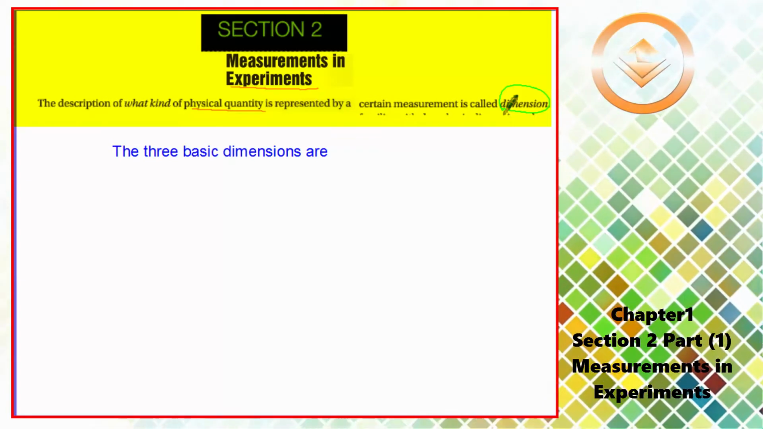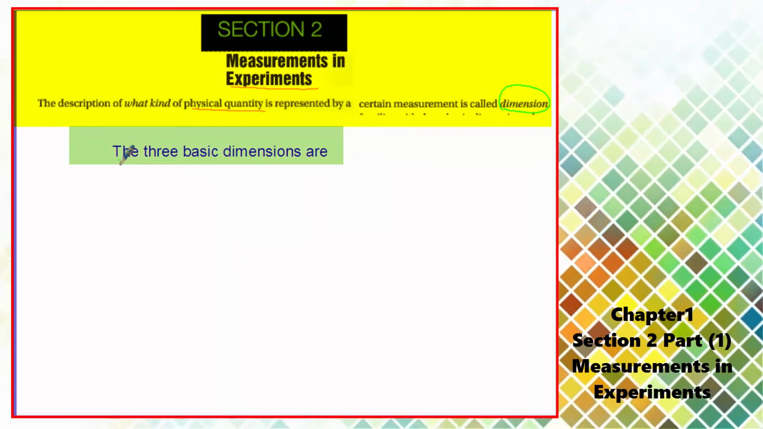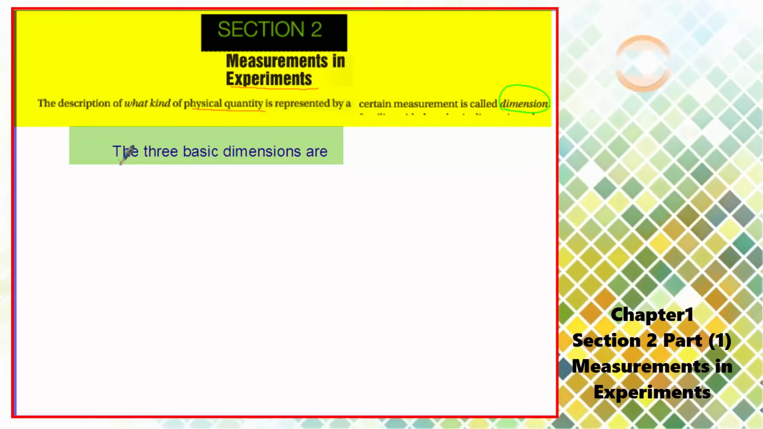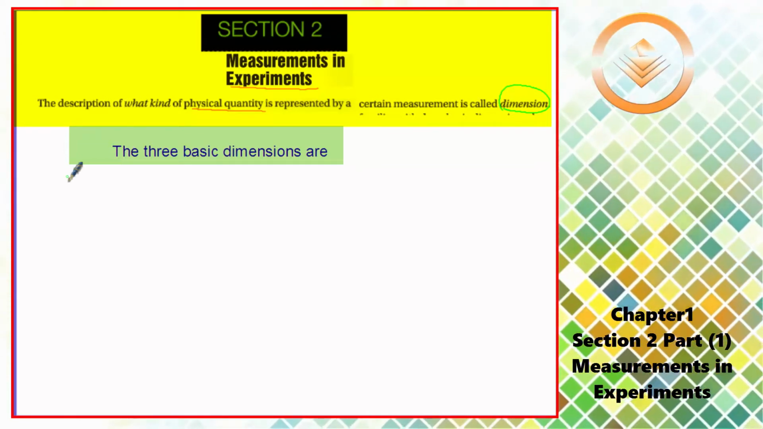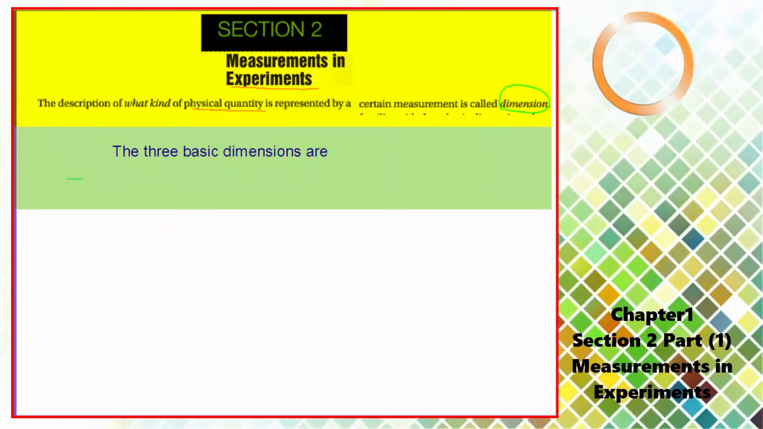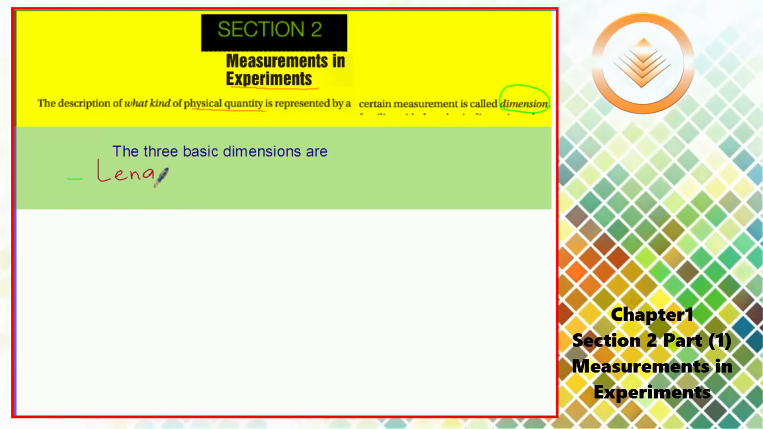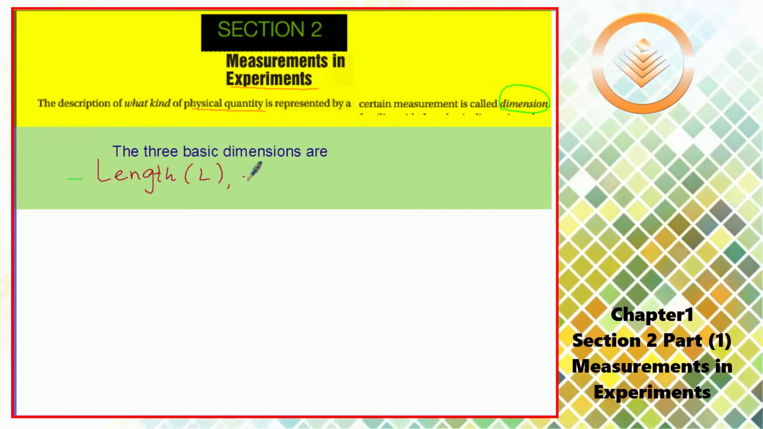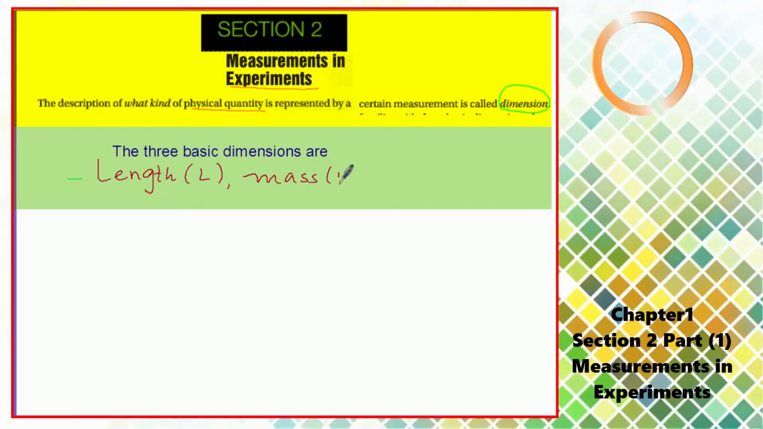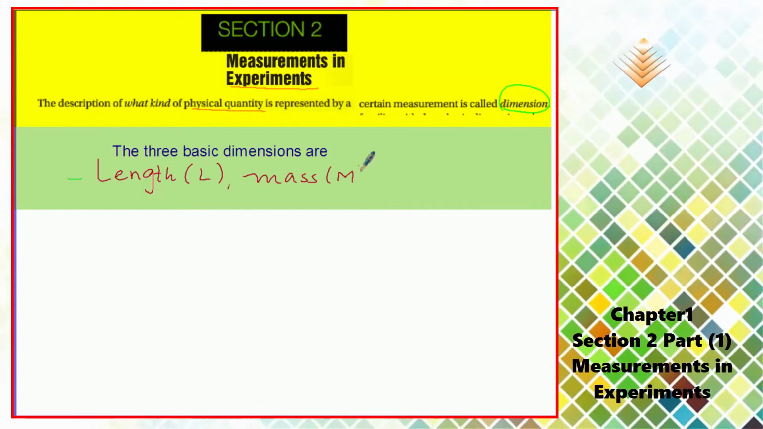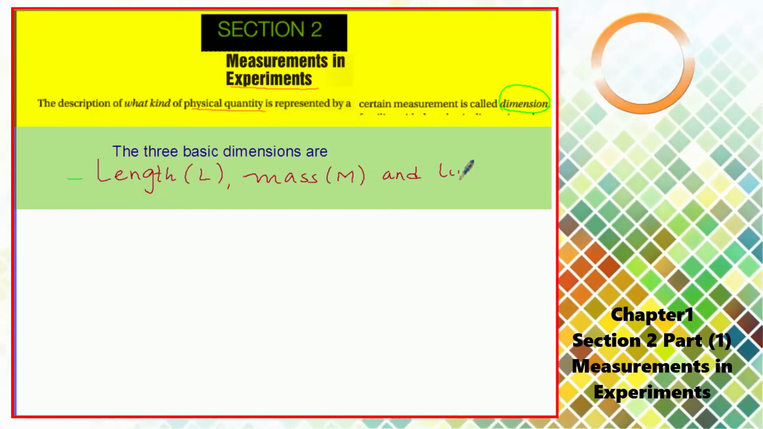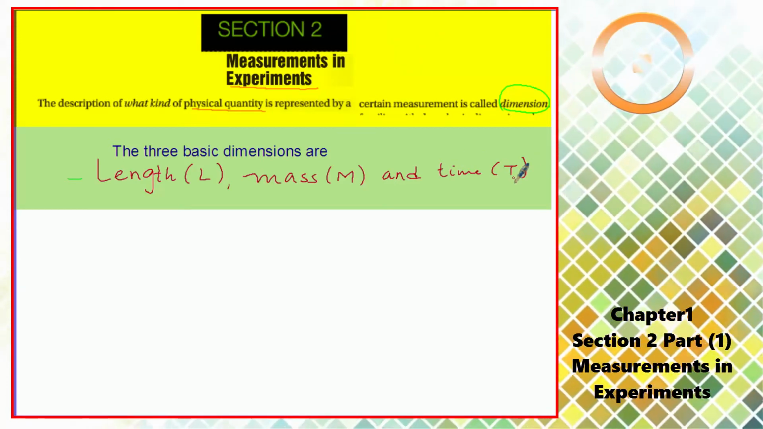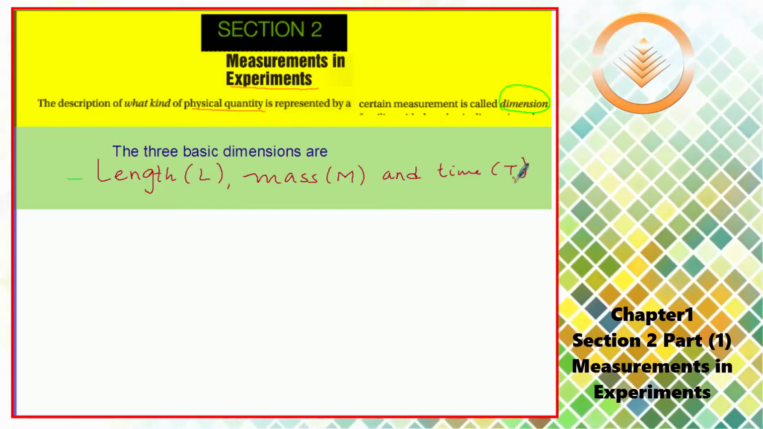And there are 3 basic dimensions. This is very important. We have 3 basic dimensions. Basic, I'm not saying there are only 3. These are length, the first dimension, which is symbolized by capital letter L. Next is mass, M, and time, this is T. So these are the 3 basic dimensions.